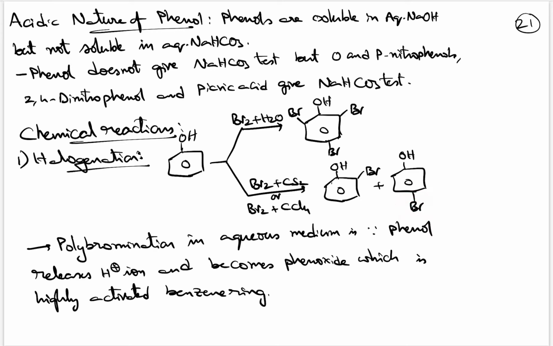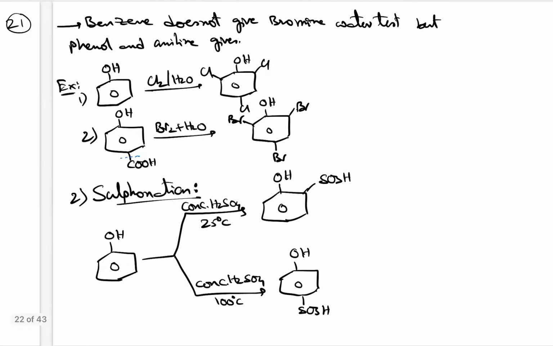And the same point I have written here. You can see polybromination in aqueous medium is because phenol releases H plus ion and becomes phenoxide ion, and phenoxide ion is a highly activated benzene ring. O minus, right? It is a very, very strong ring activating group.